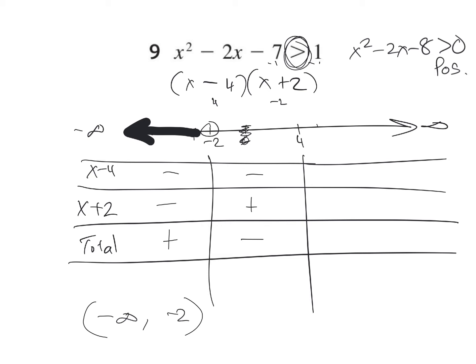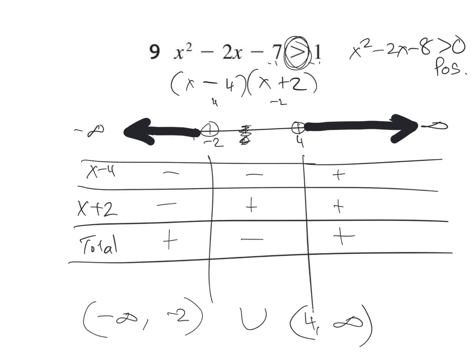So let's plug in number 5. 5 minus 4 is positive. 5 plus 2 is positive. And that gives us positive. So again, it's open at 4, and it's shaded to the right. So we're looking for 4 to positive infinity. That's your interval notation. There's more than one, so union them together. All right, there's your answer.